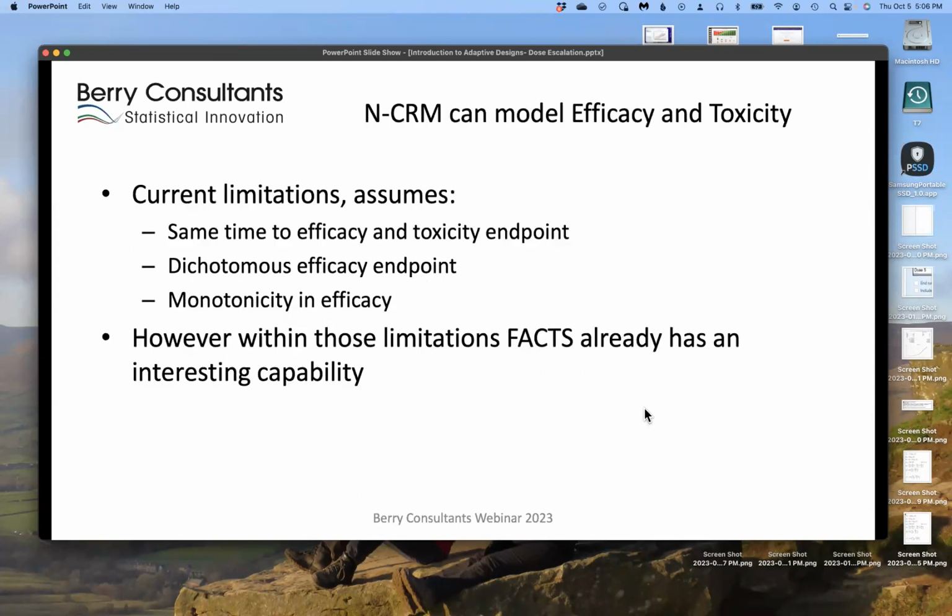So we can already do a bit of what Project Optimus might be looking for. And so we'll look at that now, but it's certainly not everything. In particular, we've got limitations that currently we're simulating the efficacy and toxicity endpoints being simultaneous, occurring at the same point. We only have a dichotomous efficacy endpoint model, and it assumes monotonicity. But I think we've already got some interesting capabilities, which I shall hope to show now.